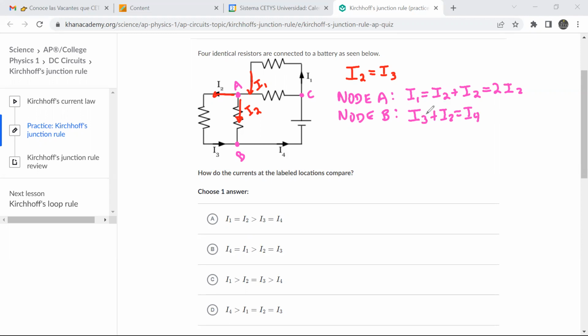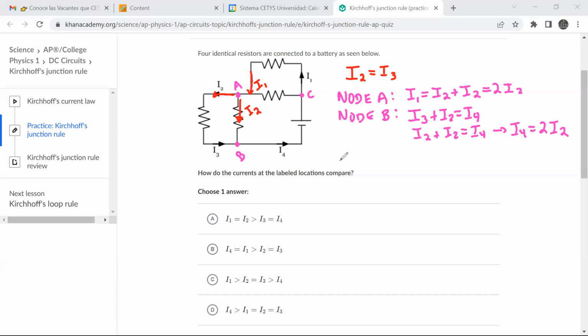But I3 is the same thing as I2. So this would be the same as saying I3 plus I3, I'm sorry, I2 plus I2 equals I4, which would give us that I4 is actually 2 times I2 as well. Okay.